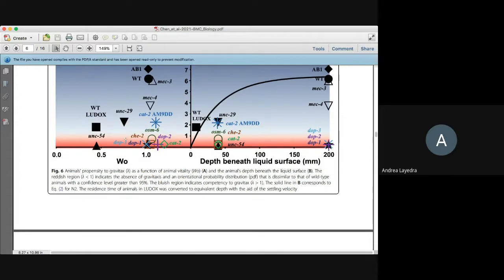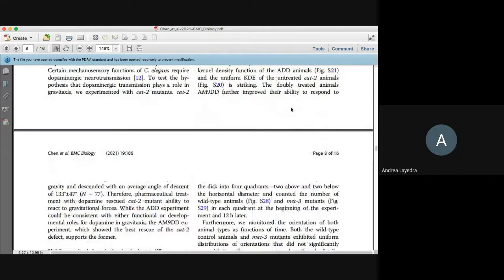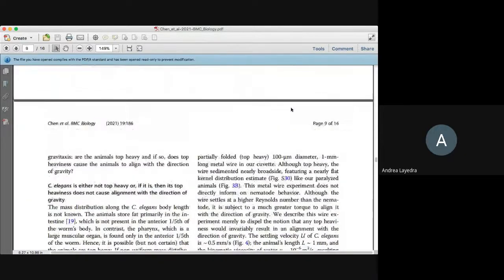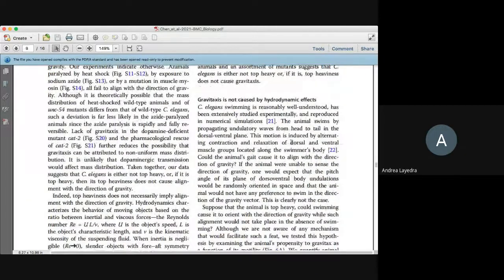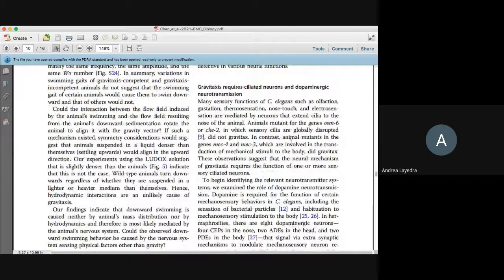But if everything is all right with those genes, they can orientate to the gravity vector. And they also compare the animal vitality. Here it is represented with double BO. And also the depth beneath the liquid surface. So here you see that as well. So this is very important because if we understand gravitaxis, then we can understand how it works also for human beings. And that is a breakthrough finding.